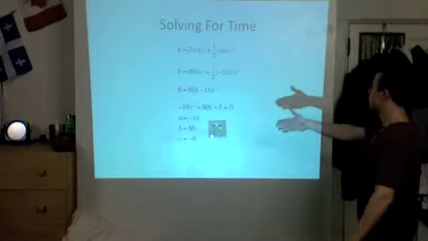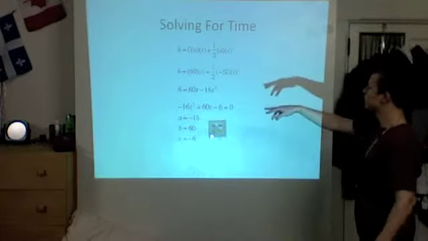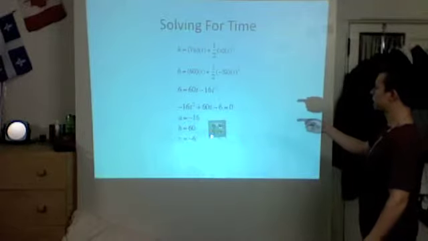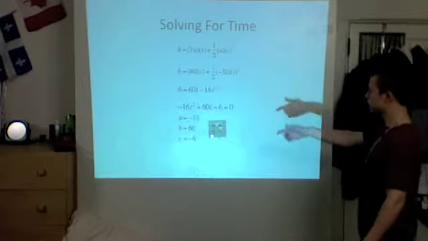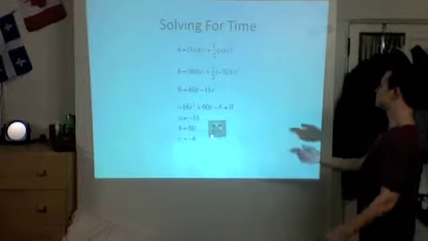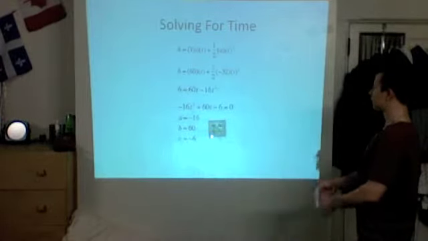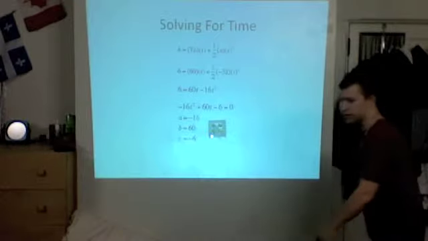So, once you subtract, you get all your a, b's, and c's. Negative 16t squared plus 60t minus 6 is the equation now. A equals negative 16, because that's the one with the squared exponent, the biggest exponent. B equals 60, it has the lesser exponent, but still has a coefficient there. And C equals negative 6.